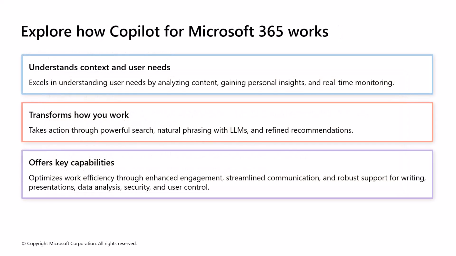So let's explore how Copilot for Microsoft 365 works. One of the things that Microsoft 365 Copilot does is that it tries to understand context and user needs. It excels in understanding human needs by analyzing content, gaining personal insights, and real-time monitoring. We want to understand what you actually need, and it also transforms how you work. It takes action through powerful search, natural phrasing like with LLMs, and refined recommendations.